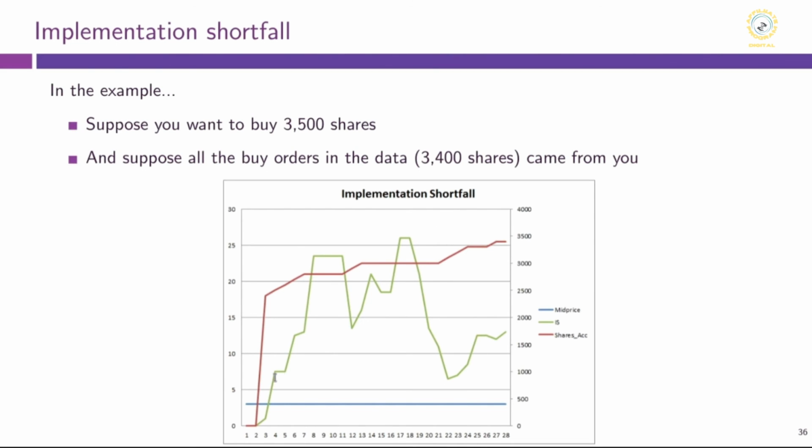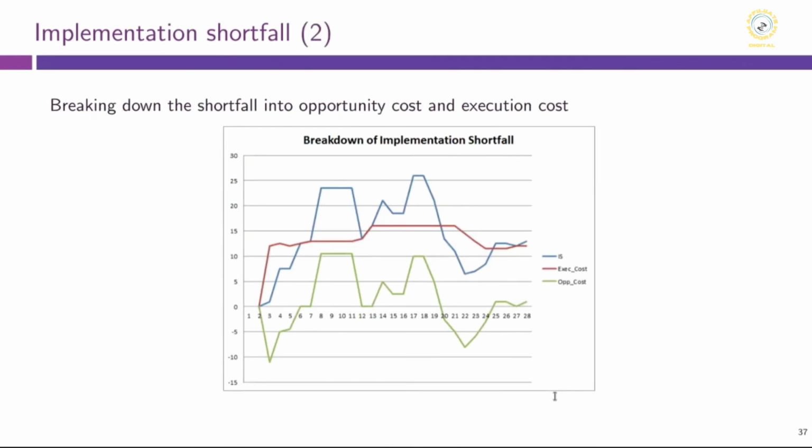This is how you can plot it, and this is actually the evolution of this implementation shortfall over time. So the red line is the total number of shares accumulated, so the total number of shares that you managed to buy by this point, and you can see that at the end it is close to 3,400. And the green line is the actual implementation shortfall. The blue line is the mid price, and at this scale it's not really easy to see the price changes. So we can use the breakdown of the implementation shortfall that we just came up with into the execution cost and the opportunity cost, and they will look like this.